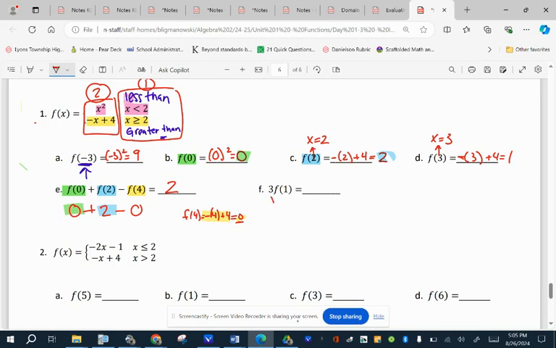Now this is a little bit of review from the other day: the 3 in front means 3 times the answer to f of 1. Well, f of 1 is less than 2, so that's going to be this pink inequality. So we're going to plug it into this x squared equation. So 1 squared would be 1. So 3 times 1 gives me 3.